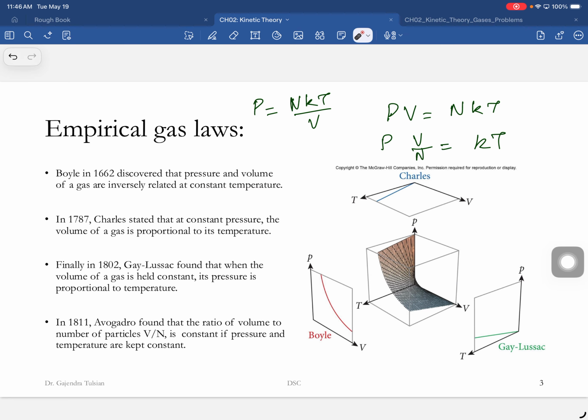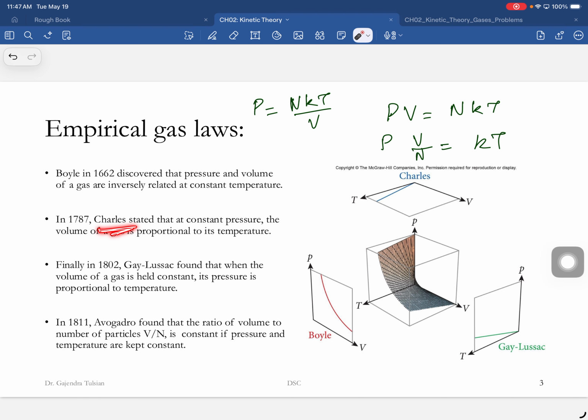A constant temperature is this slice. You take a slice perpendicular to the temperature axis. And he's discovered that slice. What he found was, as you increase the volume, the pressure is decreasing such that their product is constant.